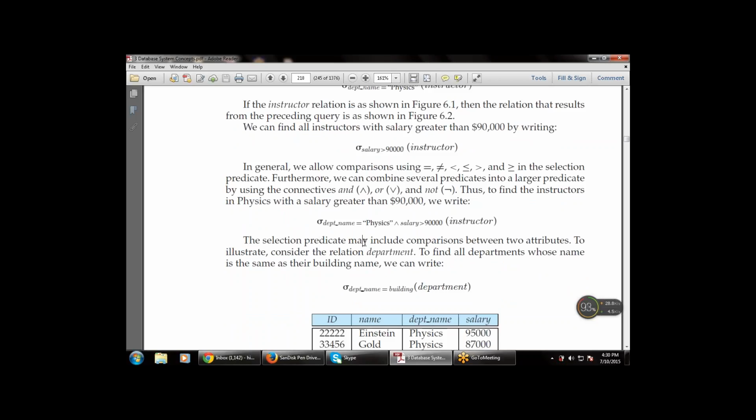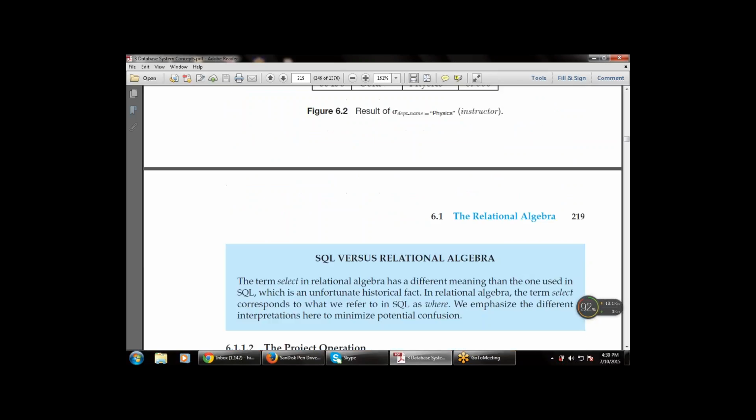The selection predicate may include comparison between two attributes. To illustrate, consider the relation department, to find all the departments whose name is the same as the building name. So whatever the building name is, the department name equals the building name. This is the condition that we have discussed.